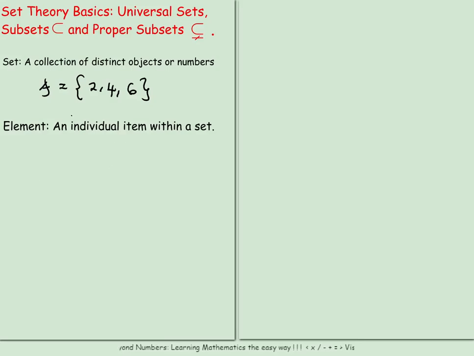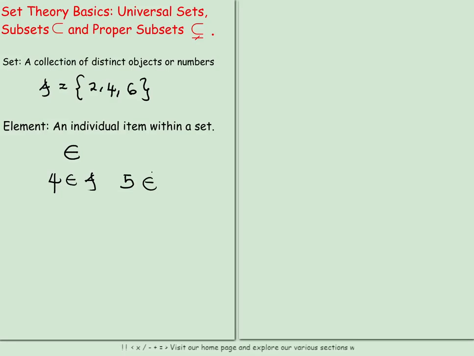If you want to denote that a particular element is within a set, for instance, you want to show that 2 is in set A, 4 is in set A, and all that, we use this symbol over here, which means "an element of". So I can say 4 is an element of set A, which means our 4 over here is inside the set.